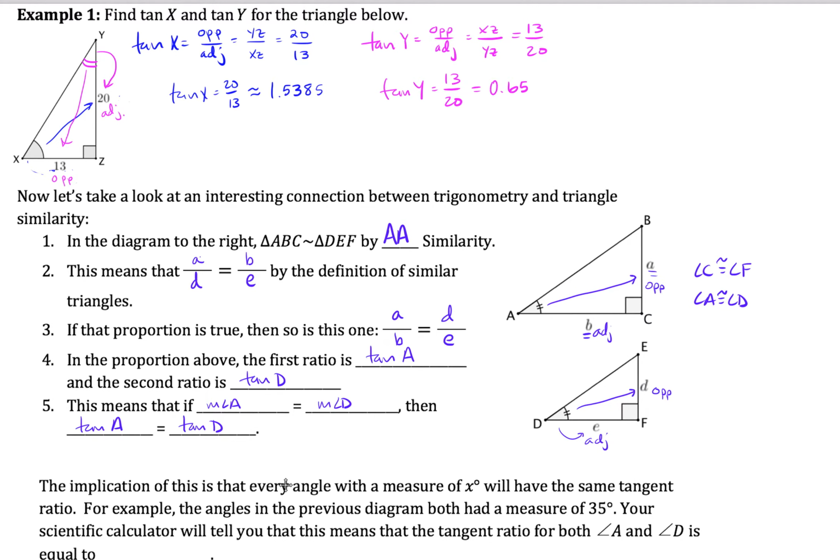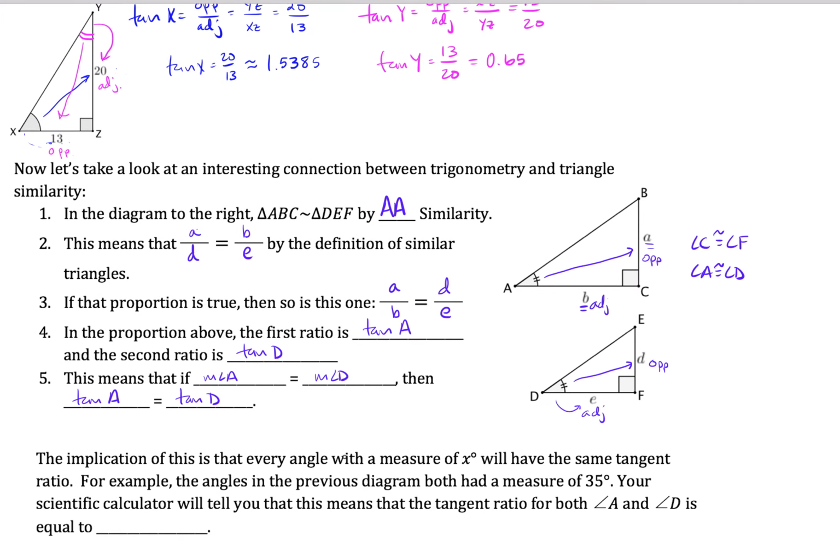Because what this means is for every angle that has a measure of x degrees, we will have the same tangent ratio. Every angle has a measure of x, and x could be 10, x could be 20, x could be 30, x could be any measure. But any angle that has a measure of x degrees will have the same tangent ratio. So for example, up here in this diagram, both angle A and angle D have a measure of 35 degrees.